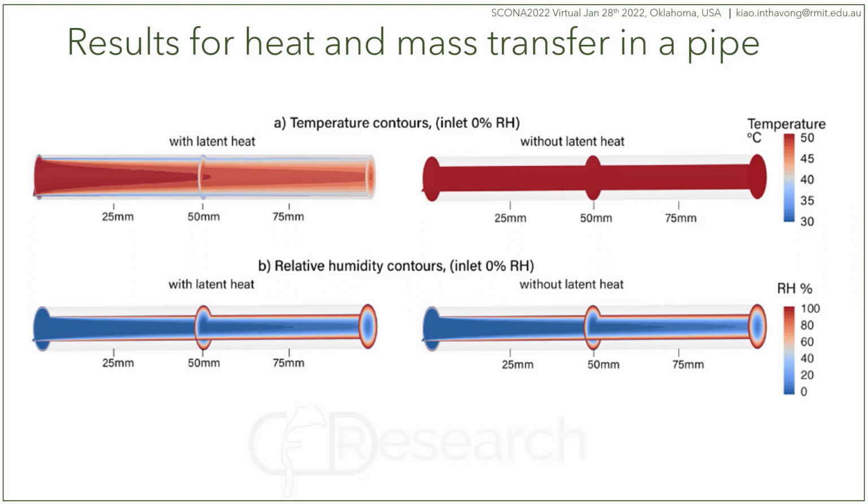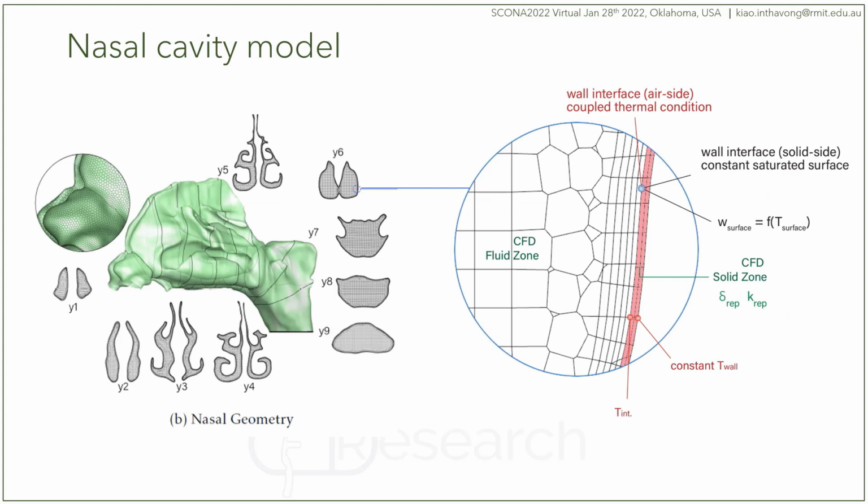When the latent heat is excluded, there is no change in the sensible heat transfer as there is no temperature difference. The moisture transfer occurs between the solid-fluid interface, and diffusion into the flow field is evident by the relative humidity gradient occurring in the near wall region. The subwall model was then applied to a human nasal cavity recreated from the CT scans.